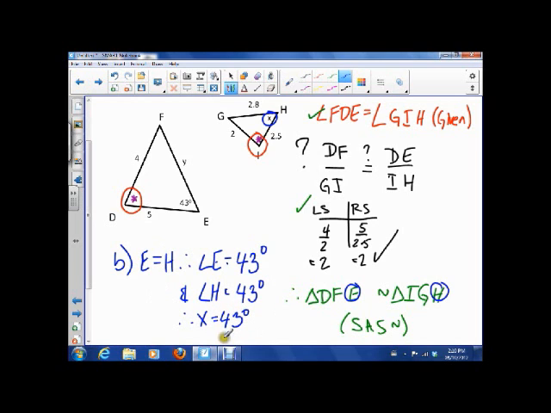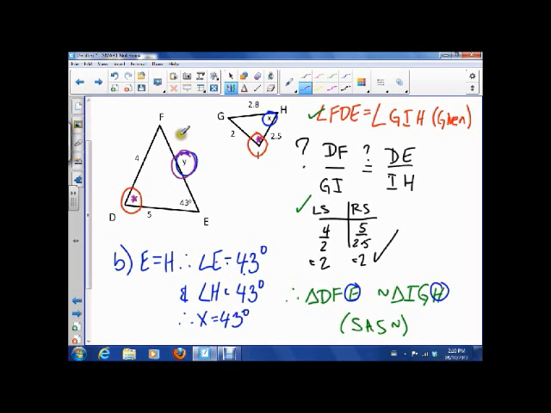I don't need to see all this work. You could have just written X is 43 degrees. I'm just showing the reasoning. So X is equal to 43 degrees. That's done. Now, the next question is, how do we figure out Y? I'll do that in a different color.